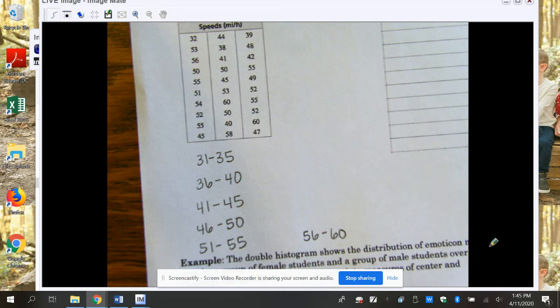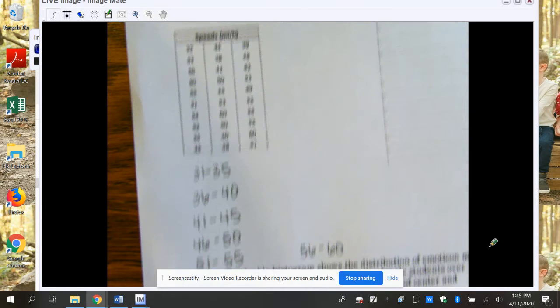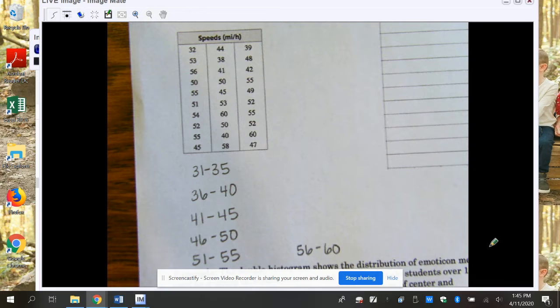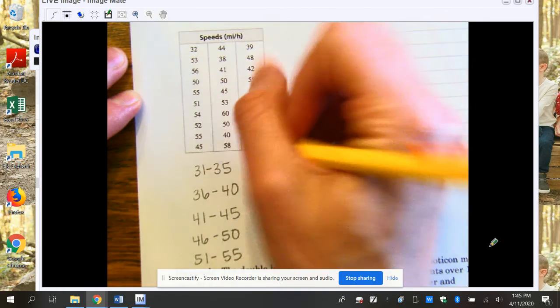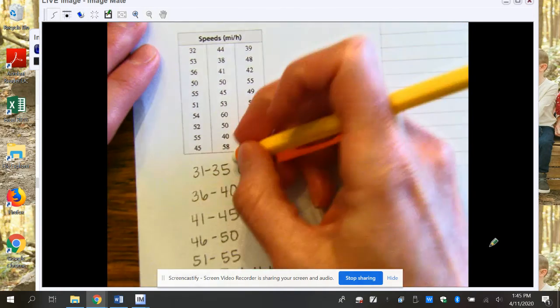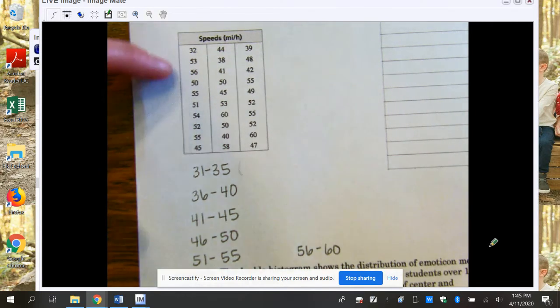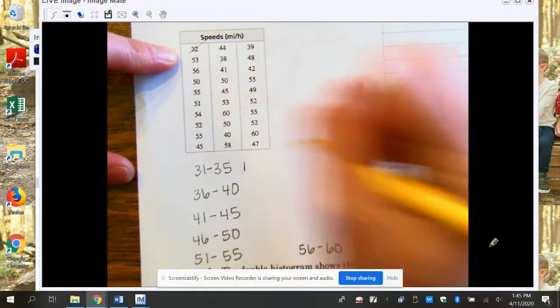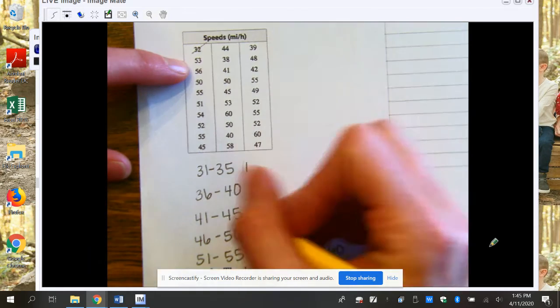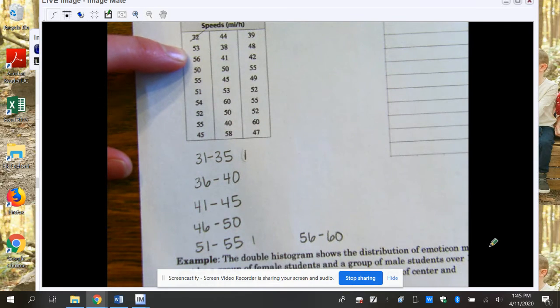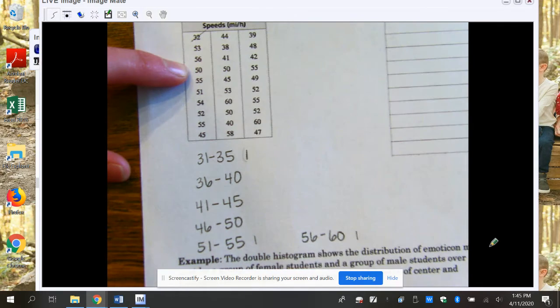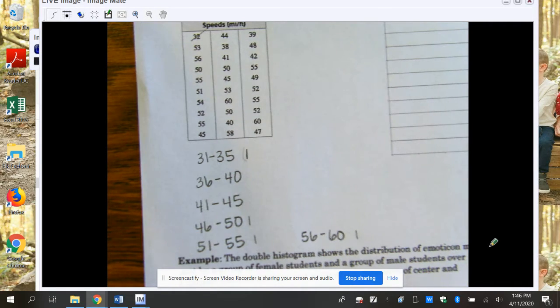Okay. And so now what we're going to do is, I'm going to show you one example, and then I'll just tell you what the rest is to keep this video a little bit shorter. So we're just going to go through and count, or honestly it might be even faster and a little bit more accurate if we just go through and put each speed where it goes. So like 32 would be here, so I'll put a tick mark here. 53 would go down here. So you're organizing your data based on the interval that it's in. So 56 would be there, 50 would be here, and so on and so forth.